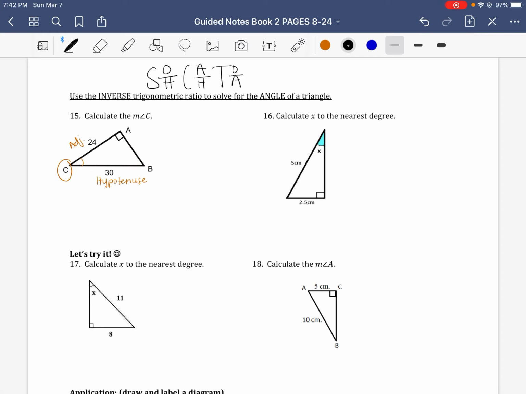If I look at the one that uses H and A, it looks like that would be cosine. So in this one, I'm going to use cosine of C is equal to adjacent over hypotenuse. And again, if I'm solving for C, in order to pull C out, I take the inverse cosine of the other side. So it works just the same with all the trig functions. You're just given different parts of the triangle.